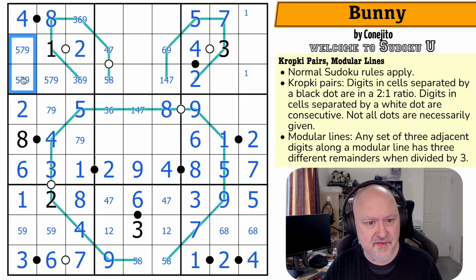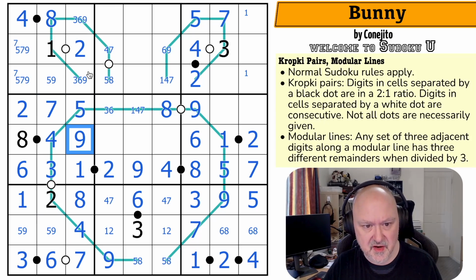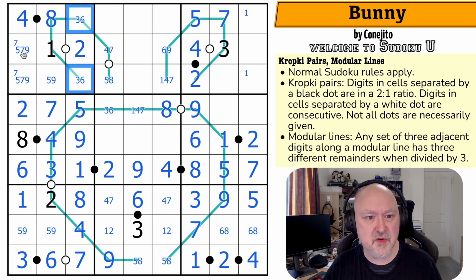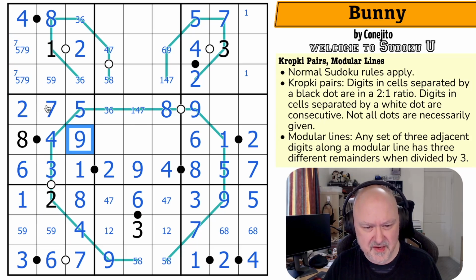Right, but 7 must be in one of those two for column 1. So this isn't a 7, that's a 5-9 pair, that's a 7, that's a 9. Now we can take 9 out of there, which we could have anyway because of that 5-7-9, but there are sort of multiple ways of getting there in this puzzle. These are 3 and 6, and I'm not seeing how to resolve those yet.